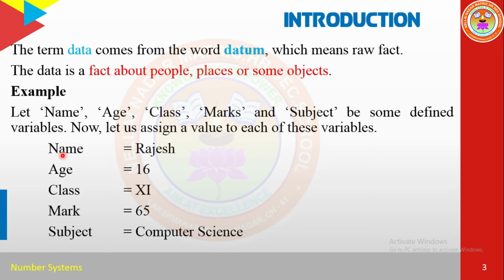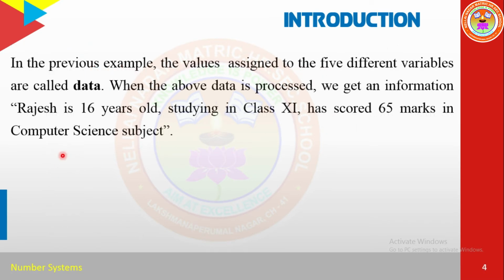So what is the purpose of a variable? To store any unknown values. Understood, my dear students? In the previous example, the values are assigned to five different variables. That is called data. But when the above data is processed, we get information. What information? Rajesh is 16 years old and he is studying in class 11 and he has scored 65 marks in the computer science subject. So this is meaningful information, right?